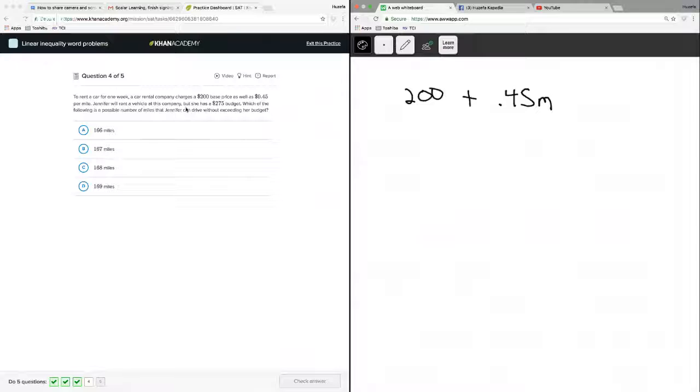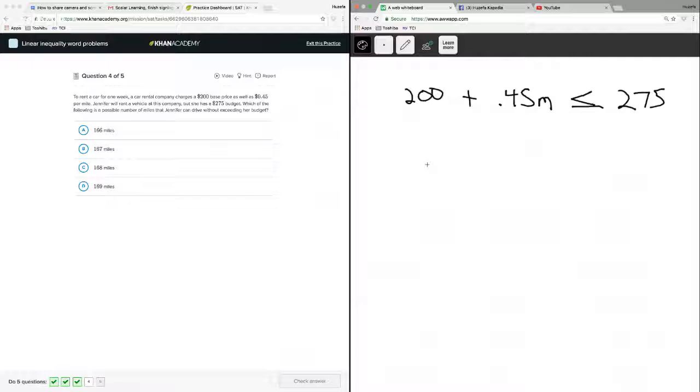Jennifer will rent a vehicle at this company, but she has a $275 budget, meaning this has got to be less than or equal to $275. You can't spend more than that. Which of the following is a possible number of miles that Jennifer can drive without exceeding her budget? So now we're going to actually have to solve for M.